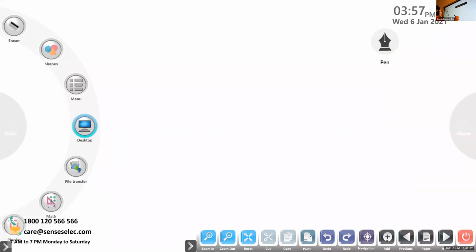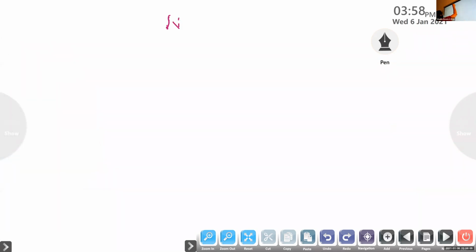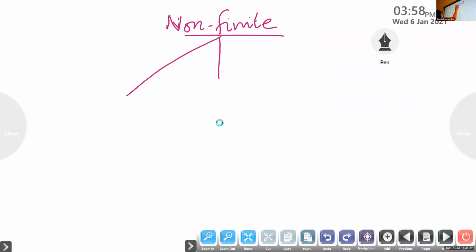Let me share the screen for you guys. Excellent. Let me explain the 3 divisions or 3 parts of non-finite verb. Let me write the heading here: non-finite, not a finite verb. This is non-finite verb. It does not have a subject of its own. It is not easy for us to identify the tense by looking at the verb. So we are dividing this non-finite form into 3.